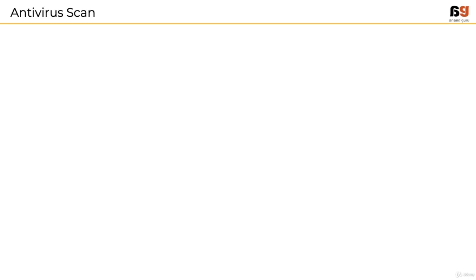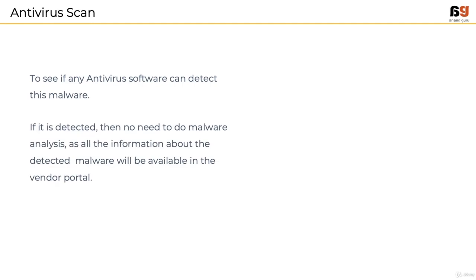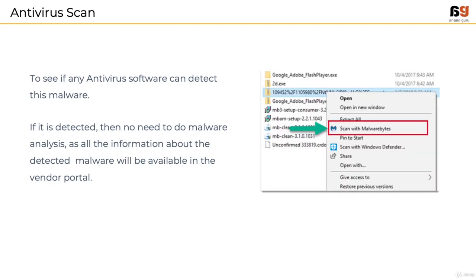As a first step, we do an antivirus scan. If the antivirus detects the sample as malware, then we don't need to do any further analysis, as all the information about the malware will be available in the vendor portal. However, it is worth noting that this scan has to be performed with all the features in the antivirus enabled, something called a deep scan.